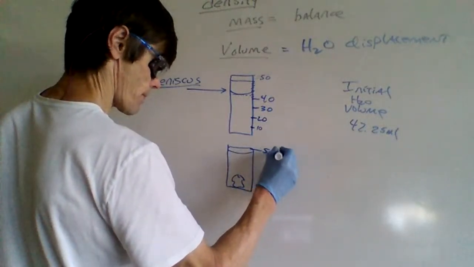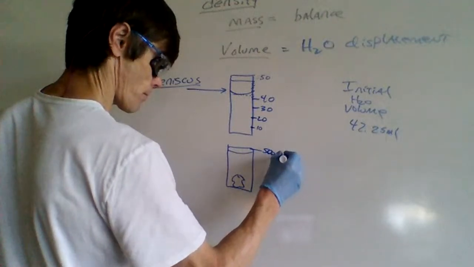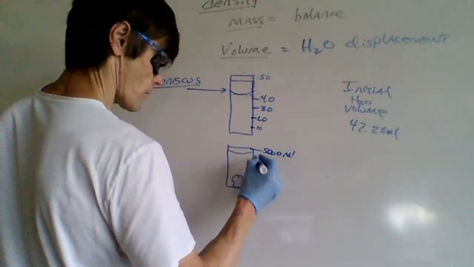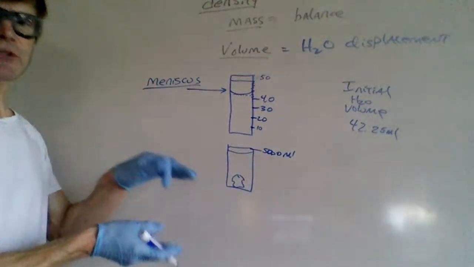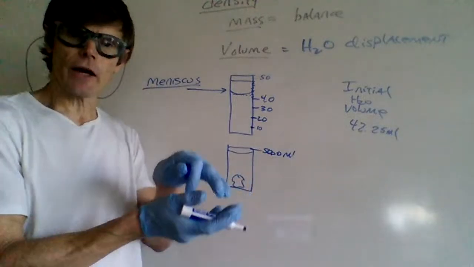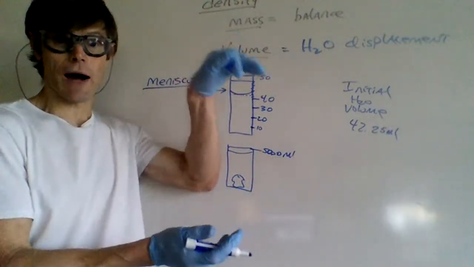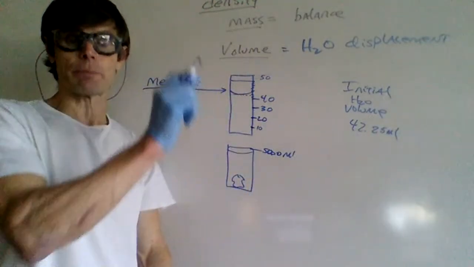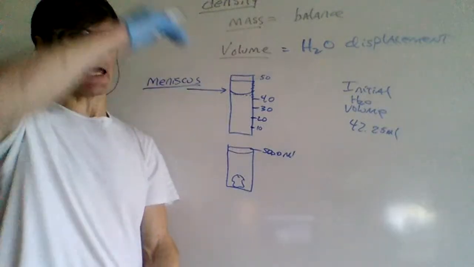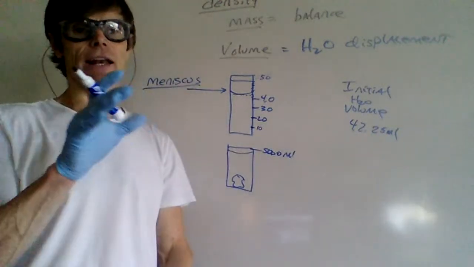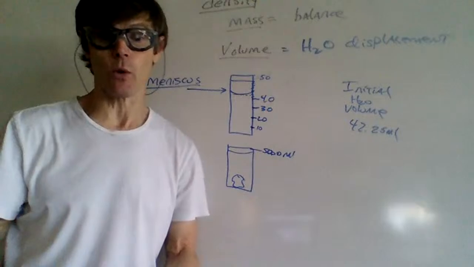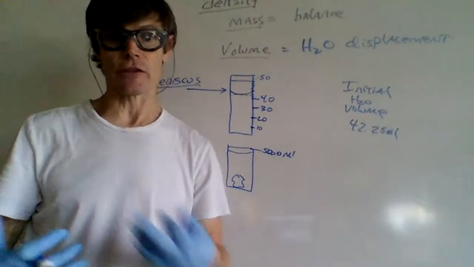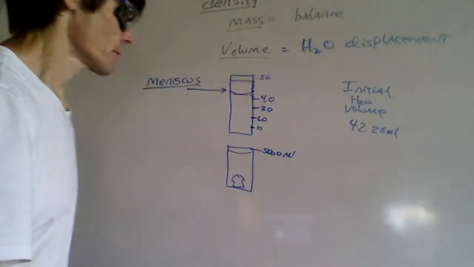Here's 50. Now notice what happens when we put the sample in there. It causes the water level to rise. The sample has to be below the water. It can't be floating on top. And I've already had a few people ask me questions regarding the simulation that they're doing.